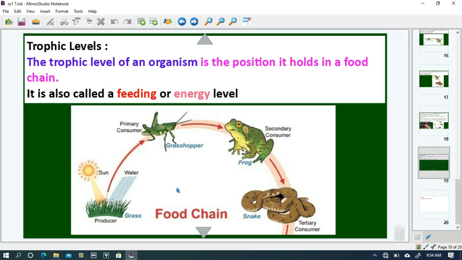The food chain illustrated possesses 4 trophic levels. The producer represents trophic level 1. The primary consumer represents trophic level 2. The secondary consumer represents trophic level 3. And the tertiary consumer represents trophic level 4.